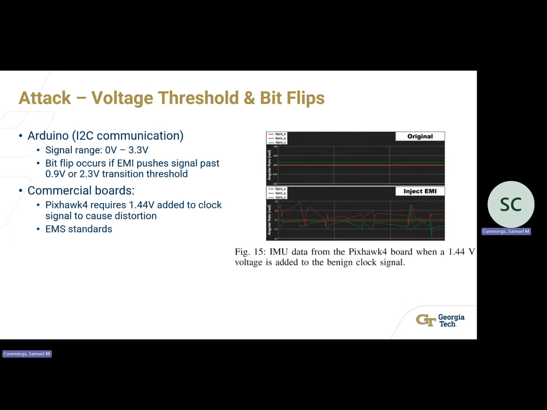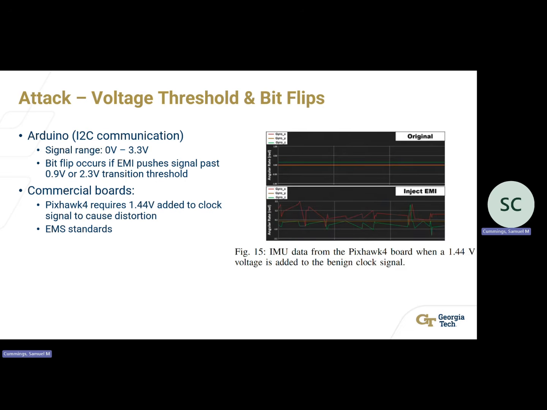And now we know the frequency, but how does this all cause a crash? I2C signals on Arduino run between the range of 0 volts and 3.3 volts. And then a bit flip occurs if EMI pushes the signal past the 0.9 volts or 2.3 transition threshold.